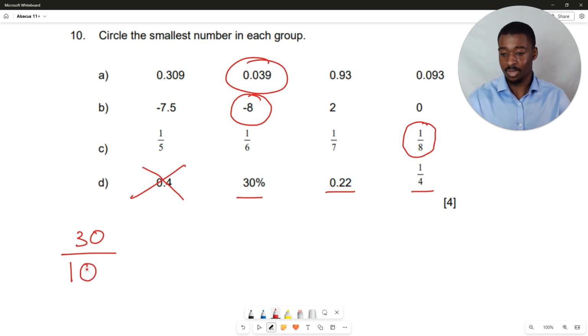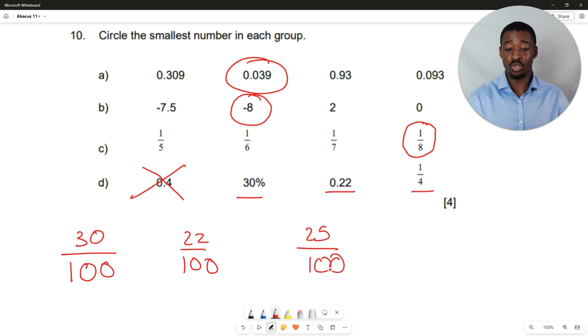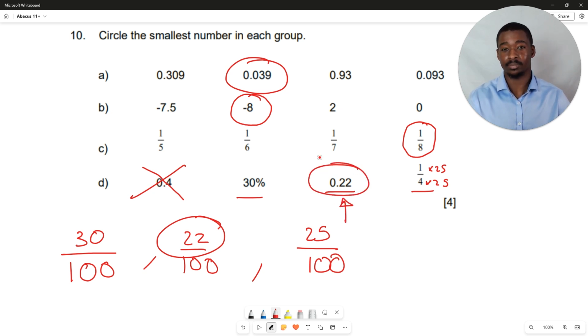So 30% is going to be 30/100. 0.22 is going to be 22/100. And 1/4 is going to be 25/100, right? We multiply both the numerator and the denominator by 25. So now they all have the same common denominator. It's very easy to compare the numbers because all we do is compare the numerators, and the smallest numerator is 22. And therefore 0.22 is the smallest number.